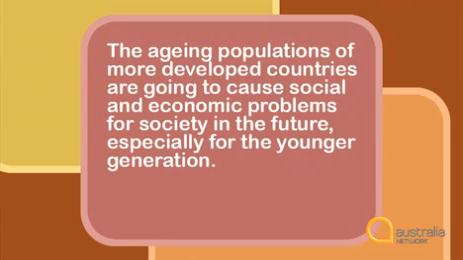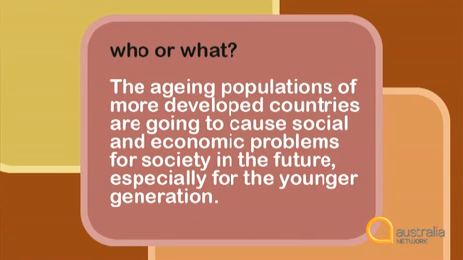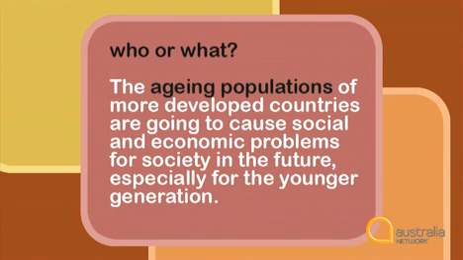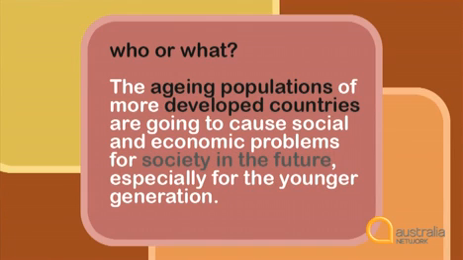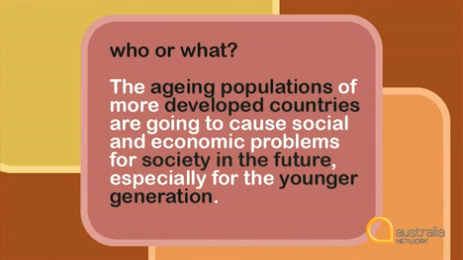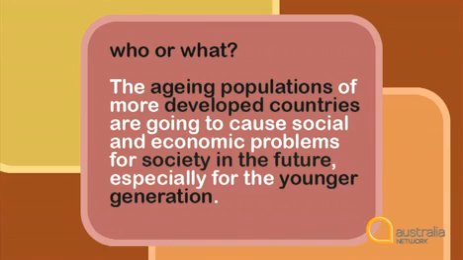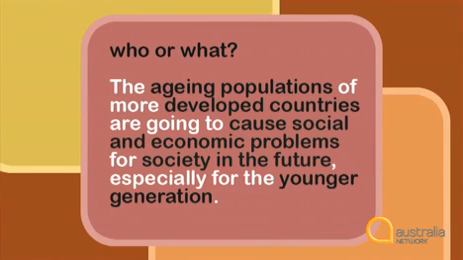First, let's look at the statement. Read it carefully. The ageing populations of more developed countries are going to cause social and economic problems for society in the future, especially for the younger generation. You should ask yourself, who or what must I write about? Here, you have to say something about ageing populations, developed countries, society in the future, and the younger generation. Highlight these and any other key phrases, such as cause social and economic problems. Think about what these phrases mean.